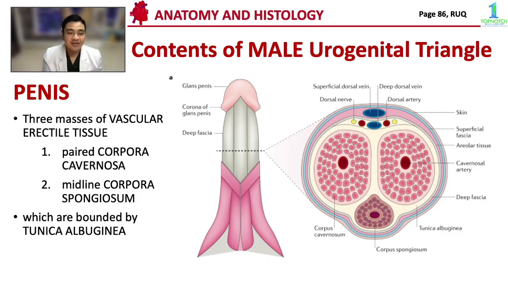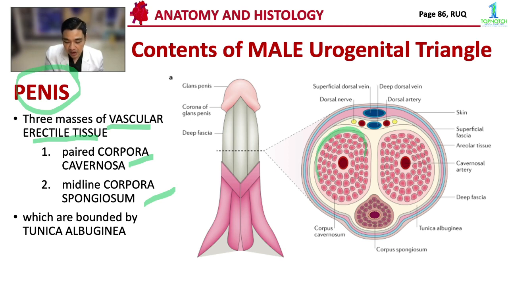Let's begin with the most obvious difference of the female and male urogenital triangle. Of course, the phallic symbol of your penis. Your penis is an erectile organ composed of 3 vascular erectile tissues. Okay? Your corpora cavernosa and then your corpora spongiosum. Bakit 3? Because the corpora is a pair.